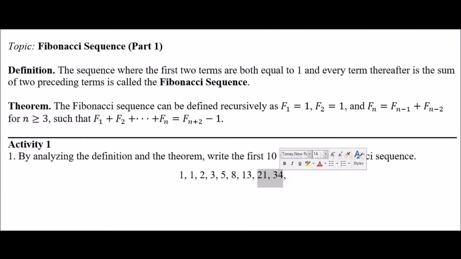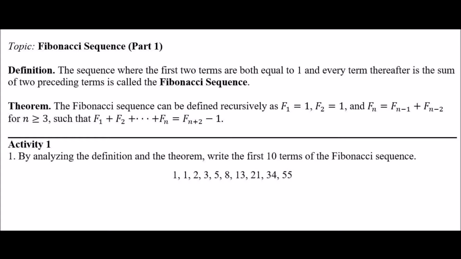And then 21 plus 34 is 55. So how many terms do we have? 1, 2, 3, 4, 5, 6, 7, 8, 9, 10. So therefore, the first 10 terms of the Fibonacci sequence are 1, 1, 2, 3, 5, 8, 13, 21, 34, and 55.